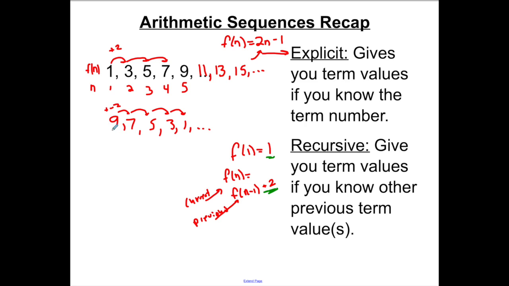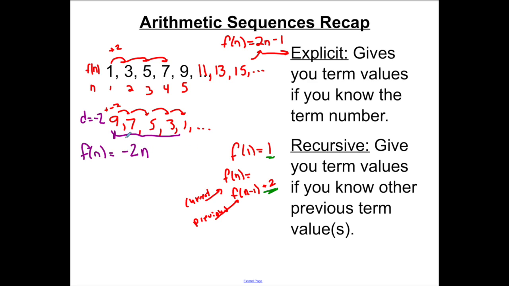For example, if I want to do this right here, here's my explicit and recursive rule. First, I know that it's going down by 2. 9, 7, 5, 3, 1. If I take any number and I want to get the next one, I can see that I'm going down by 2. So the difference is negative 2. And then, let's say that I plug in 1.